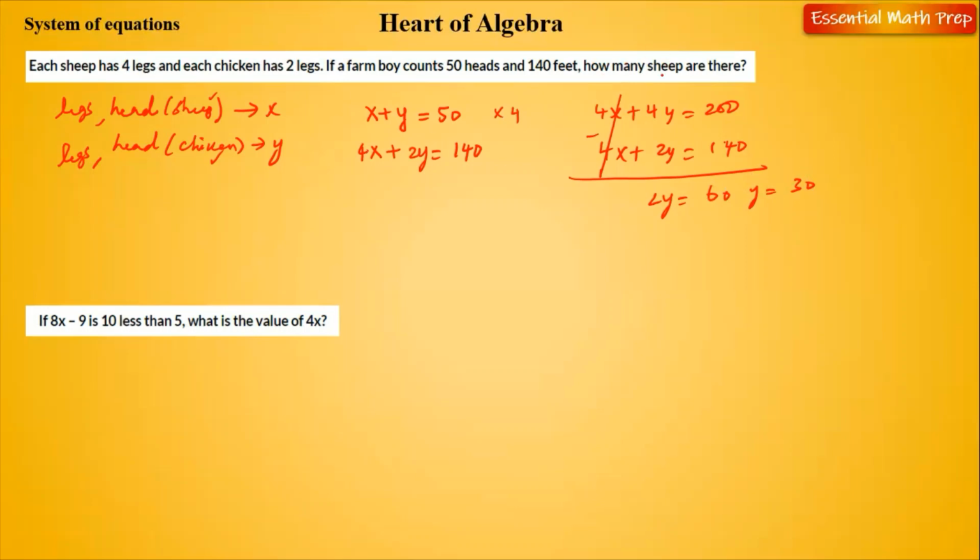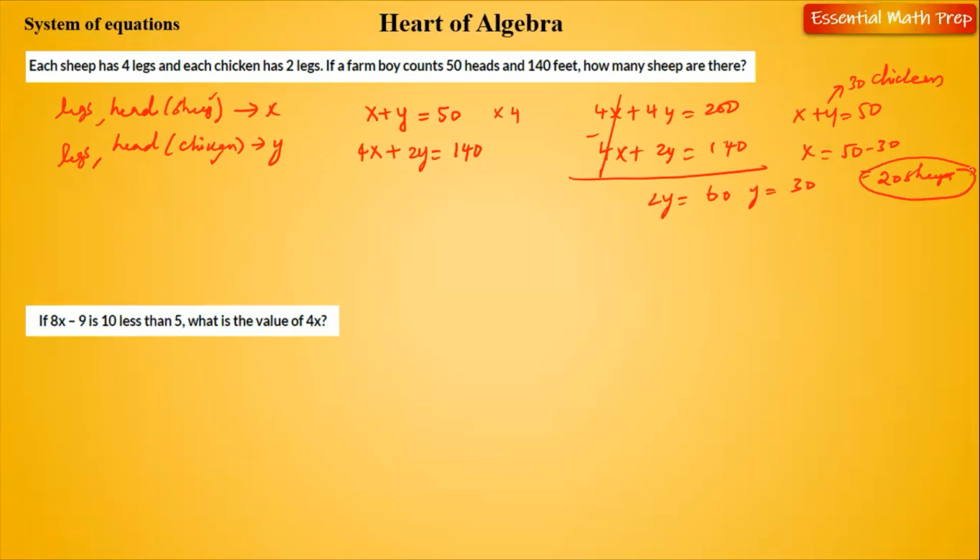We know Y is chicken, right? But we want to know how many sheep there are. If X plus Y equals 50, and there are 30 chickens, and X corresponds to sheep, how many sheep are there? It's 50 minus 30, equals 20 sheep.